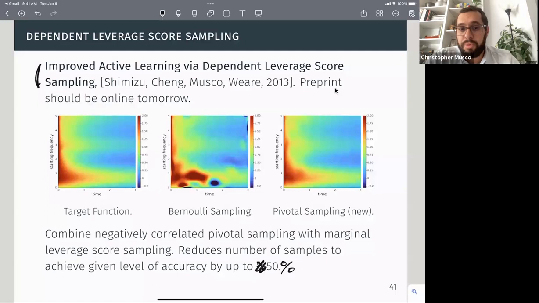So here's an example problem where, using the same number of samples, we get a much better fit with one of these pivotal dependent sampling methods than with uniform sampling. Okay, so that's three things we've done with this connection.